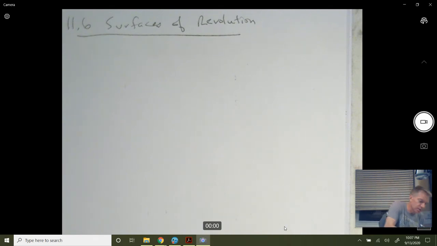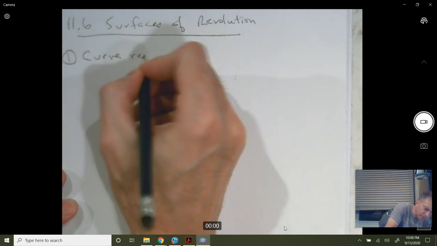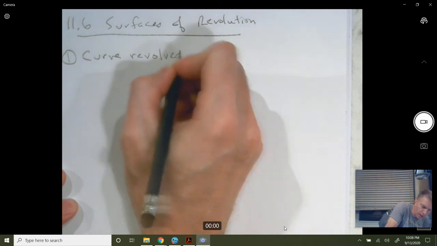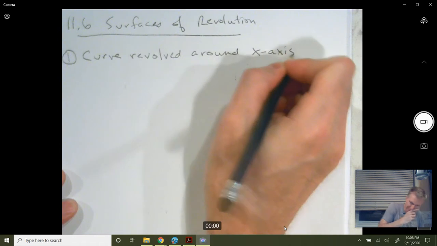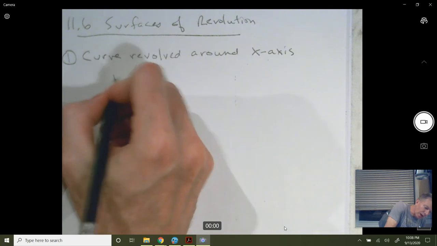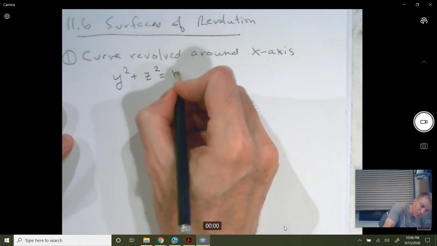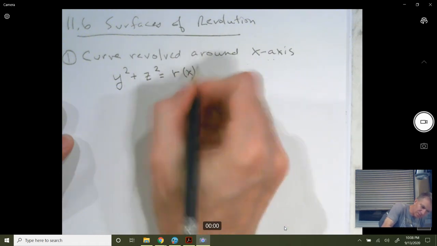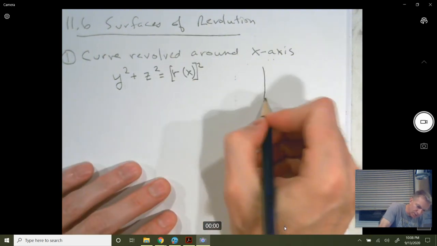So there's three cases. Case one is you have a curve and you're revolving it around, let's say, the x-axis. Okay, so if you revolve a curve around the x-axis, your cross sections of that curve perpendicular to the x-axis will be circles. So your equation is going to be y squared plus z squared equals your radius squared, but your radius has to be a function of x. Okay, and I'm going to draw a picture of that so you can kind of visualize what this means.